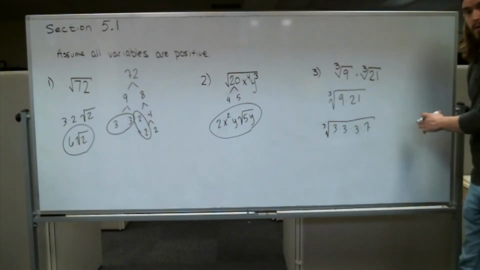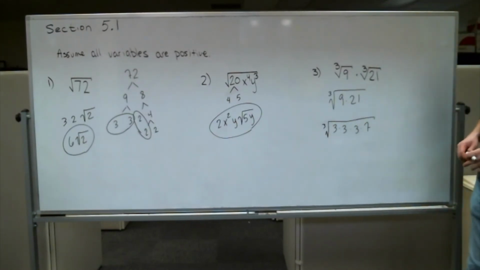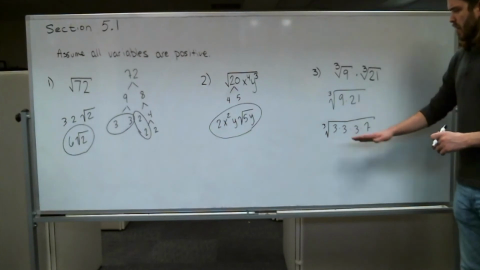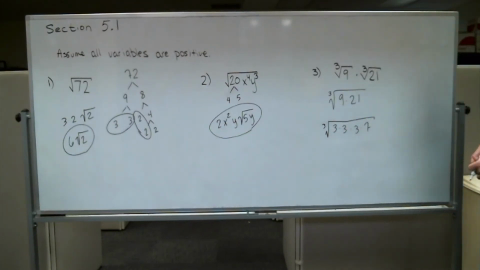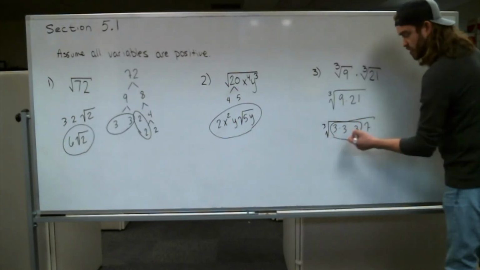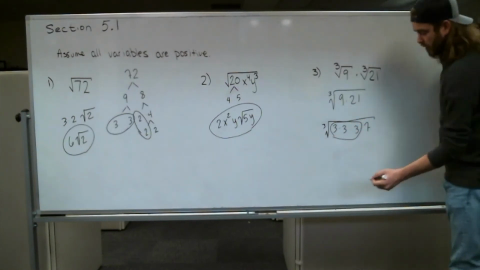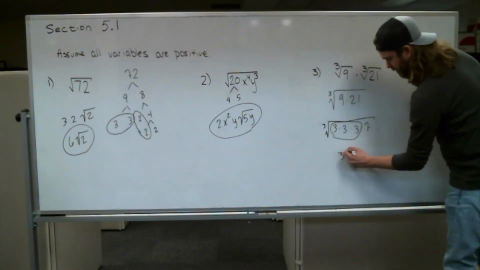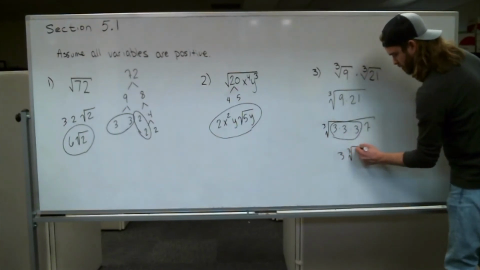Make sure that radical goes all the way up to the end of your problem whenever you're working on these. We're looking for sets of 3, and as you can see, we do have a set of 3 3's, so we can pull that out. So our final answer is going to be 3 times the cube root of 7.